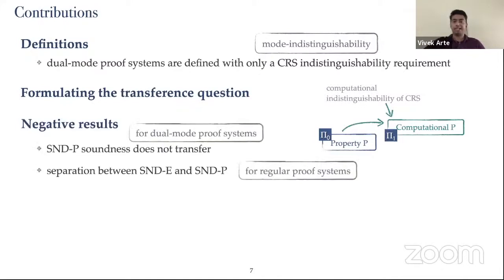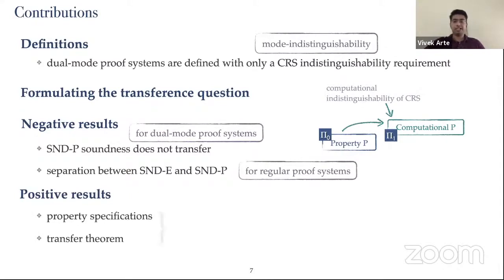We show via an explicit counterexample that the SND-P notion of soundness does not transfer. We also show a separation between SND-E and SND-P notions of soundness. We then turn to positive results. We provide an abstraction of property specifications, and we state and prove a transfer theorem. This abstraction allows us to capture all the positive results simultaneously via a single proof.